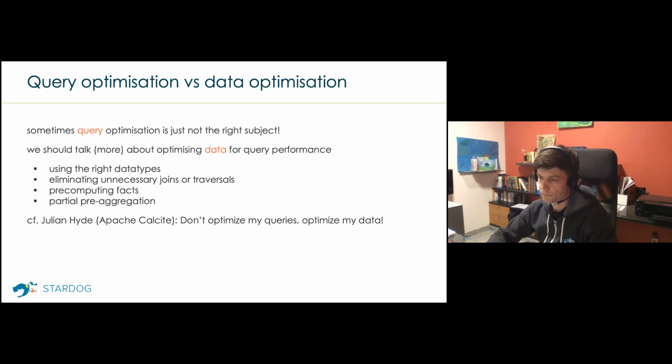There is a brilliant talk out there by Julian Hyde, who is an Apache Calcite main developer. And Apache Calcite, by the way, is a framework for developing query optimizers. So this guy knows a whole lot more than me about query optimization. Yet he still delivers a brilliant talk on data optimization, titled exactly that: "Don't optimize my query, optimize my data." So I encourage all of you to go and pay attention. It's great. It's not about SPARQL, by the way, it's about SQL, but it doesn't matter too much.